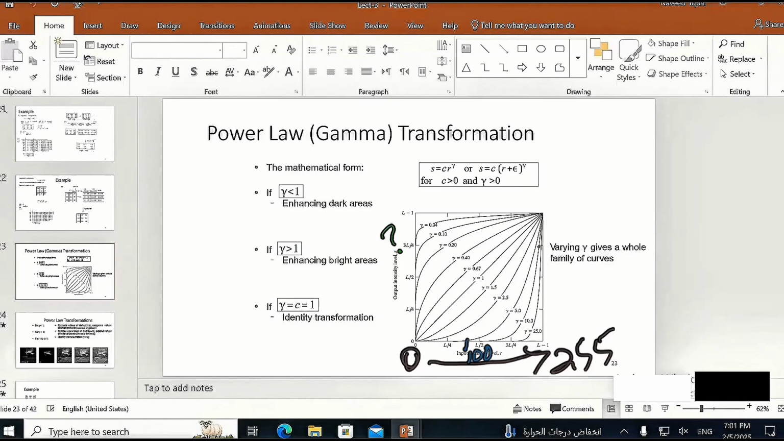Gamma is 2, yes. 10,000, right? But if I have 10,000, what do we have to do? At 10,000, do we expect 10,000 in our image? What we do is some normalization. Yes, we have to do normalization, right?